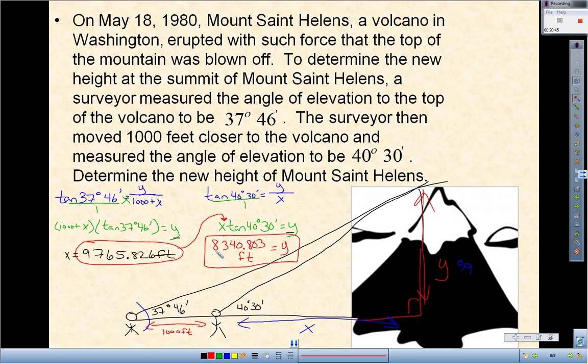So we can use trigonometry to find the height of that mountain. It was approximately 8,340 feet. Alright, that's it for today's lesson. By all means, go back and rewind it and watch it over again if you need to.